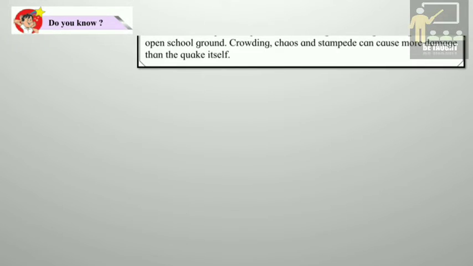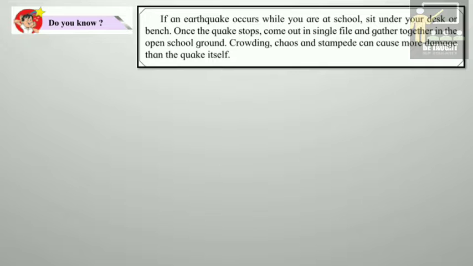Do you know, children? If an earthquake occurs while you are at school, sit under your desk or bench. Once the quake stops, come out in single file and gather together in the open school ground. Crowding, chaos and stampede can cause more damage than the earthquake itself.